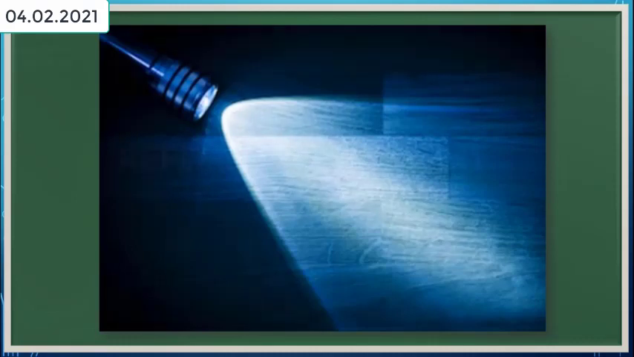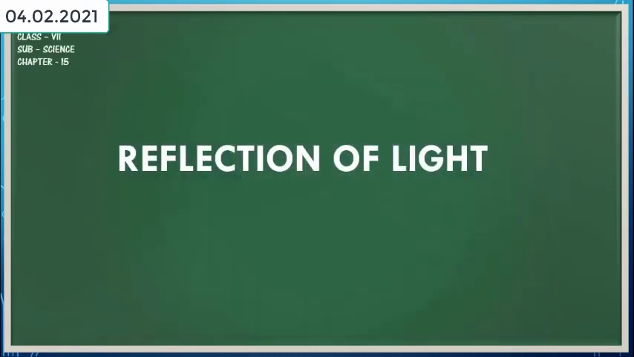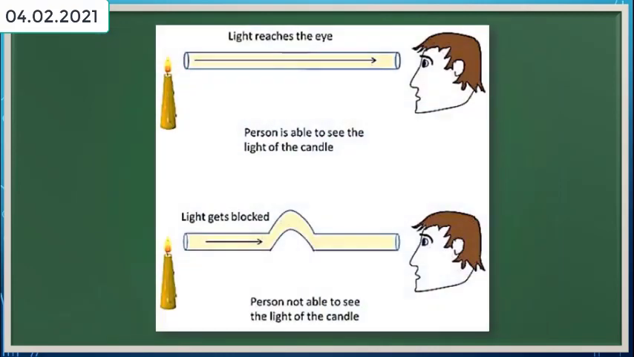Here in this image you can see that light travels in a straight line. In the first case, there is a straight pipe through which the person is able to see the flame of the candle. But in the second case, the pipe is bent, due to which the person is not able to see the flame of the candle. This proves that light always travels in a straight line.